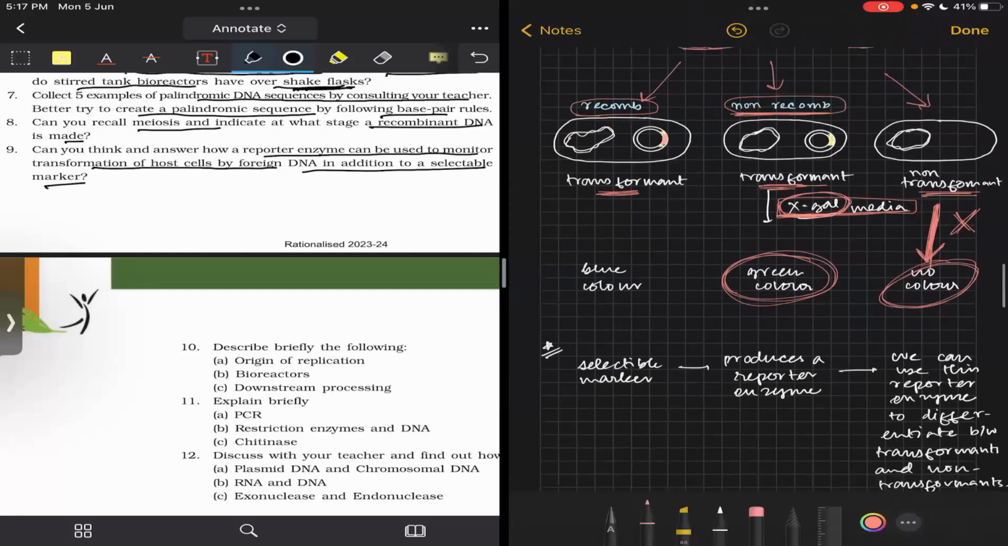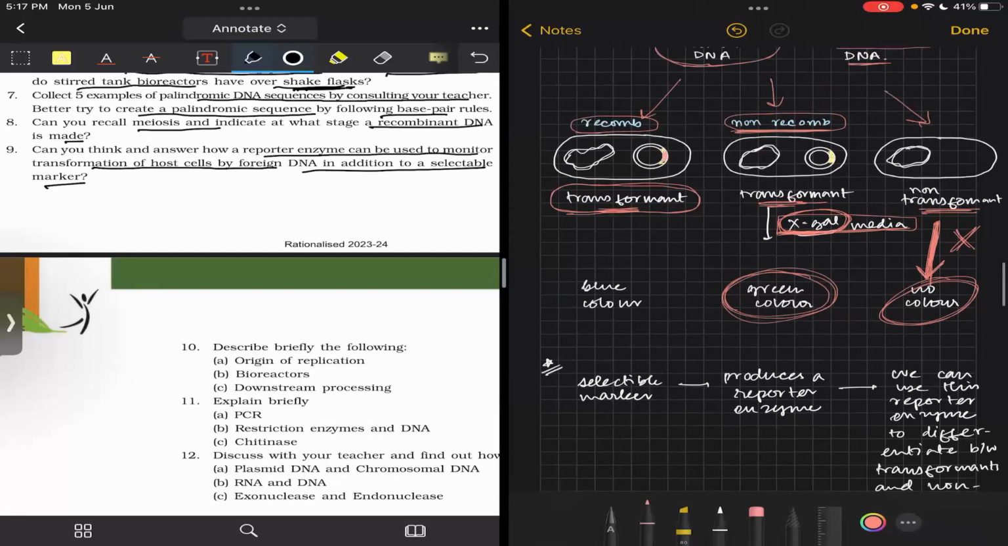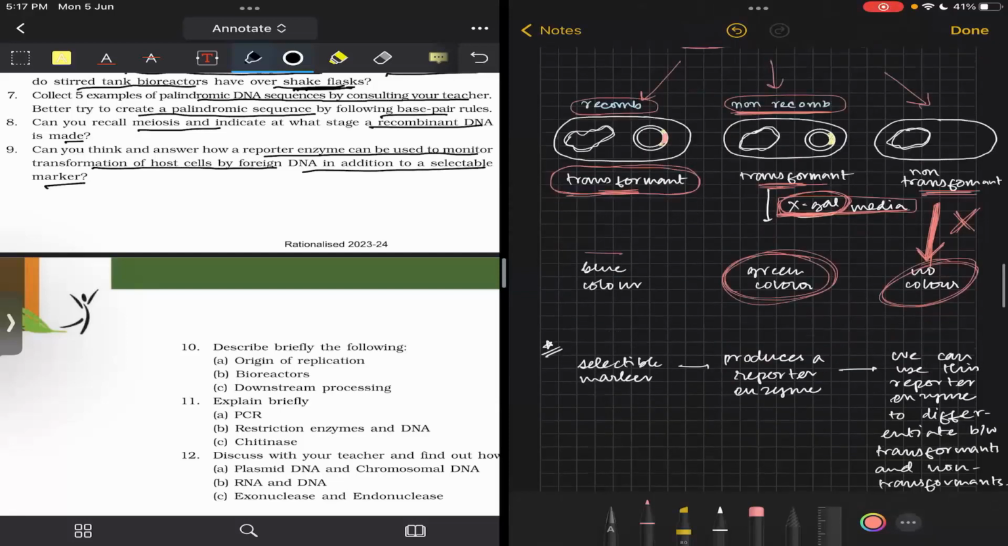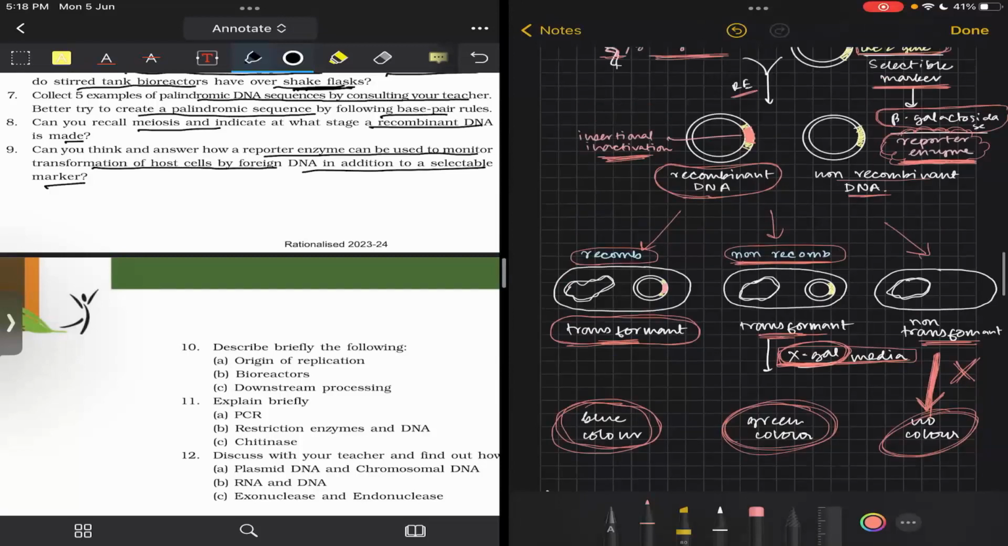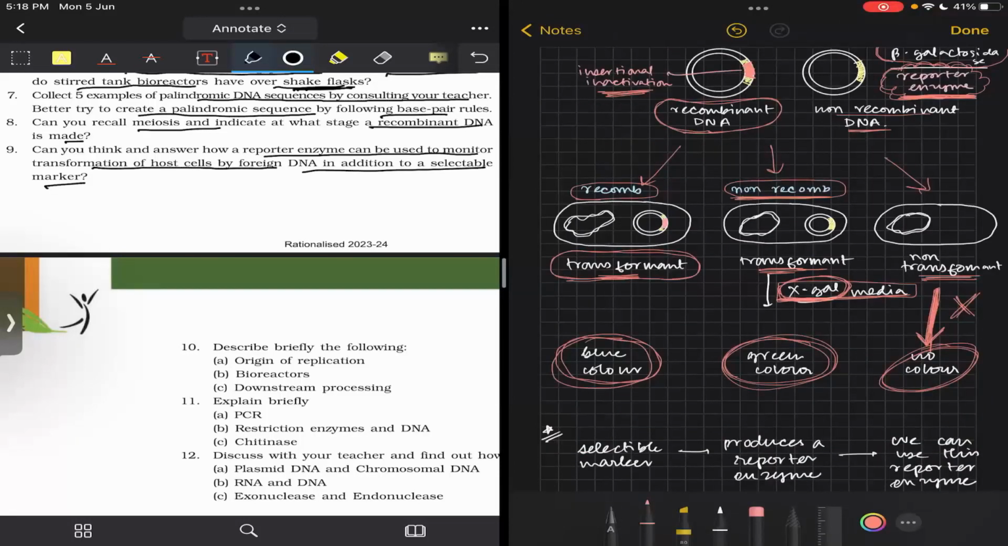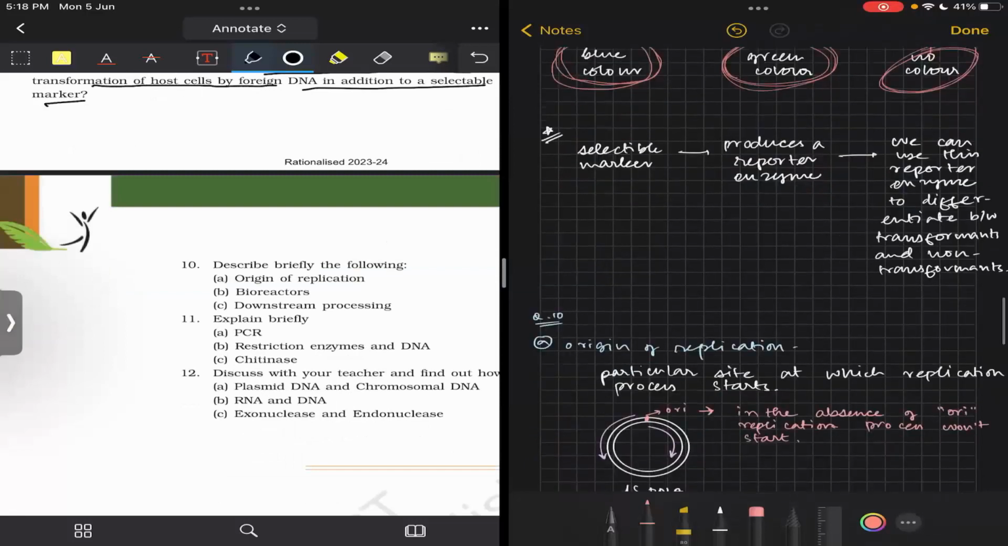fluorescence. And the recombinant transformants will produce a different enzyme because of this insertional inactivation. Okay, and it will produce a blue color. And that's how the reporter enzyme is used in RDT to differentiate between the recombinant transformants, non-recombinant transformants, and non-transformants. Hope you got that. So here, this is a selectable marker that produces a reporter enzyme, and we can use this reporter enzyme to differentiate between transformants and non-transformants. So this is the basic principle.